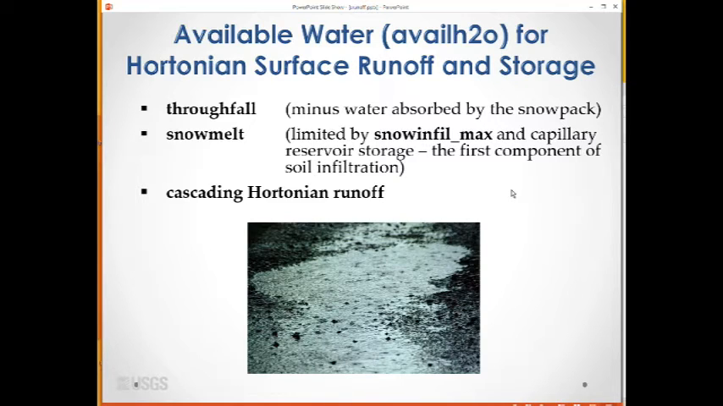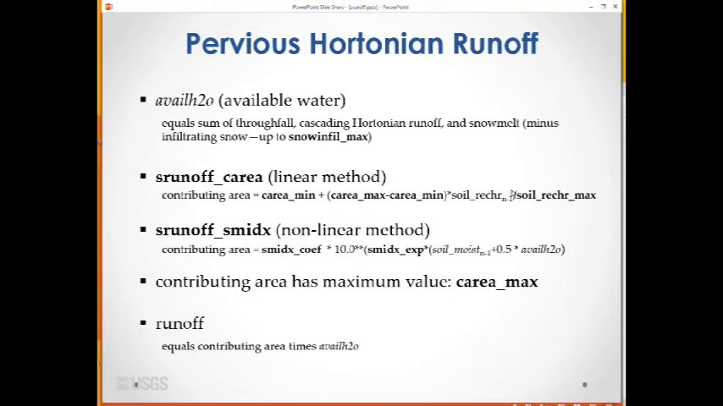cascading Hortonian runoff. A portion of snowmelt can be specified to be the first component of infiltration and thus not available for computation of Hortonian runoff. The photograph shows water flowing on the land surface due to infiltration excess. Hortonian runoff for the pervious fraction is computed using one of two partial contributing area algorithms.